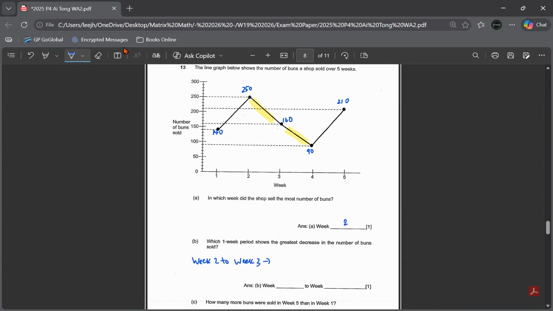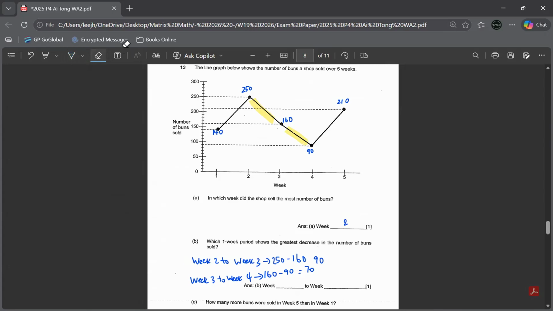250 drops to 160. So it is actually a difference of how many buns? We calculate 250 minus 160. Week 2 to week 3 is a 90 decrease. But from week 3 to week 4, there's another decrease. From 160, it falls even more to 90. So the difference will be 160 minus 90 equals 70.